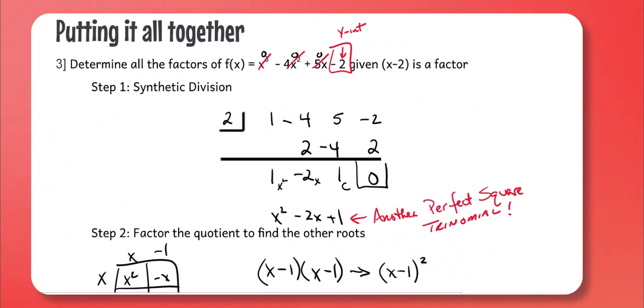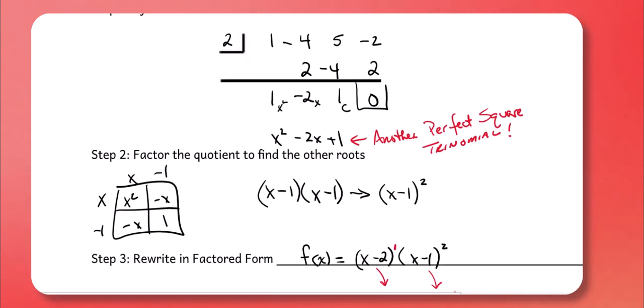All right, so let's see how we did putting this all together. Now the synthetic division part, you should be pretty solid at. And when you go through this, you will end up with another perfect square trinomial of x squared minus 2x plus 1. That just happens to be the case here. It doesn't always work out like that.